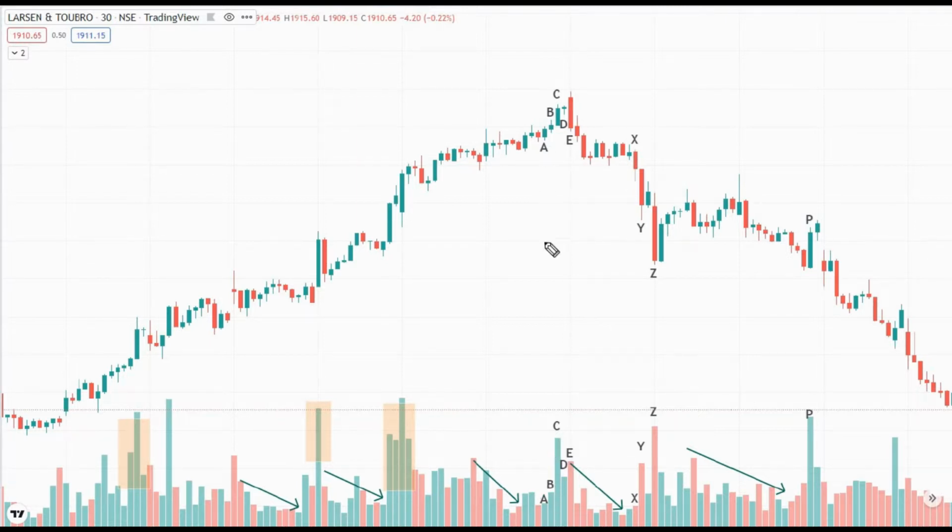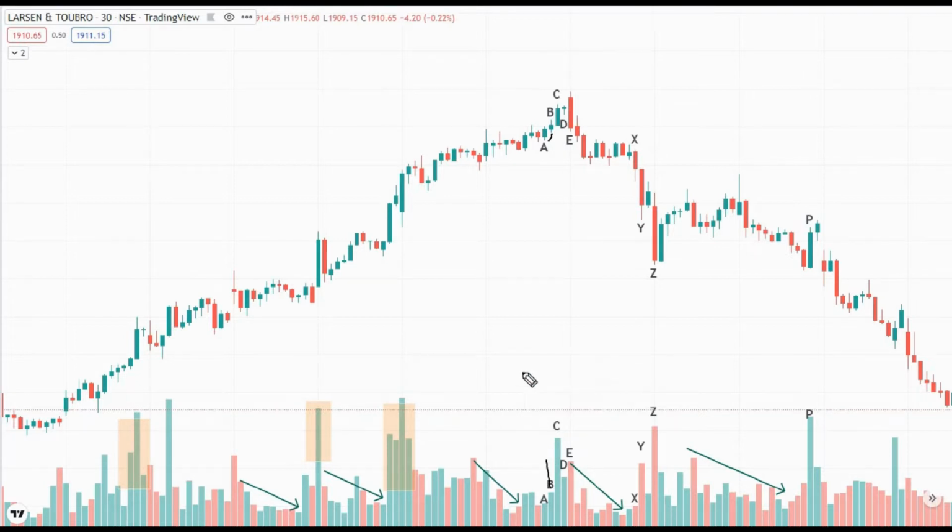Look at candle A. Look at the size of the candle and look at the volume. It is narrow spread and also the volume is very low. So this is in accordance with the price behavior and the volume. The movement is very low and the volume is also very low. Then look at candle B. For candle B, the price movement is lower than the movement of candle A, but the volumes have increased.